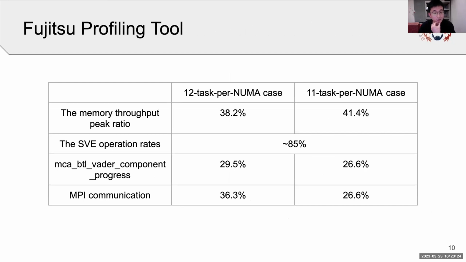And then we take a look at the results from the Fujitsu profiling tools. For the fastest 11 tasks per NUMA case, it had a higher memory throughput ratio. And the SVE operation rates are similar between these two cases. And the application accounting for the most part of the running time has fewer portions in the 11 tasks per NUMA case. Also, this case had a lower portion of time consumed by MPI communications.